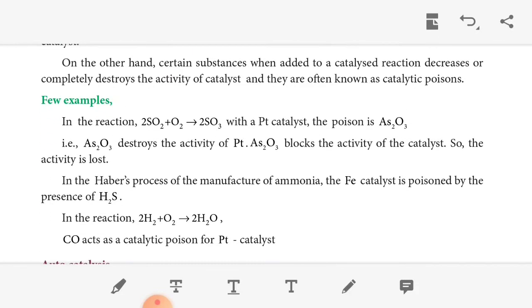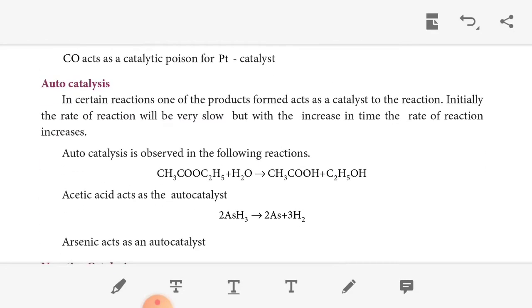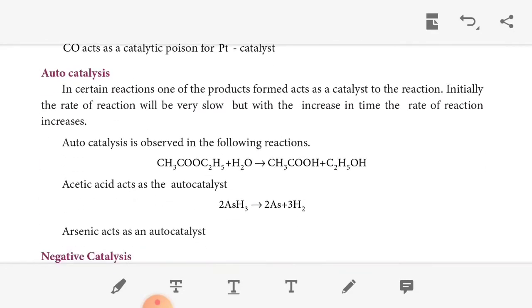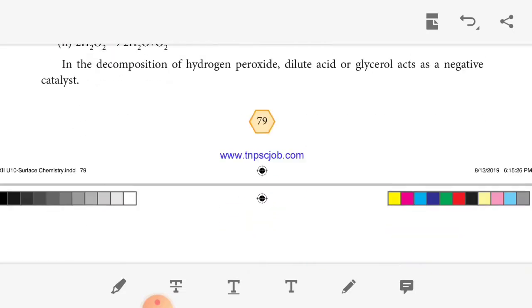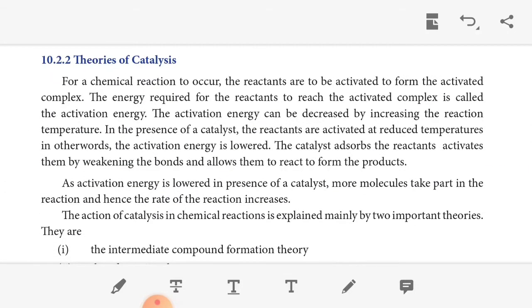Okay, the next one, autocatalyst. Autocatalyst means the catalyst acts for itself; it is called an autocatalyst. The negative catalyst is the same as a catalytic poison; it decreases the rate of the reaction, and it is called a negative catalyst. Then a very important question: theories of catalyst.